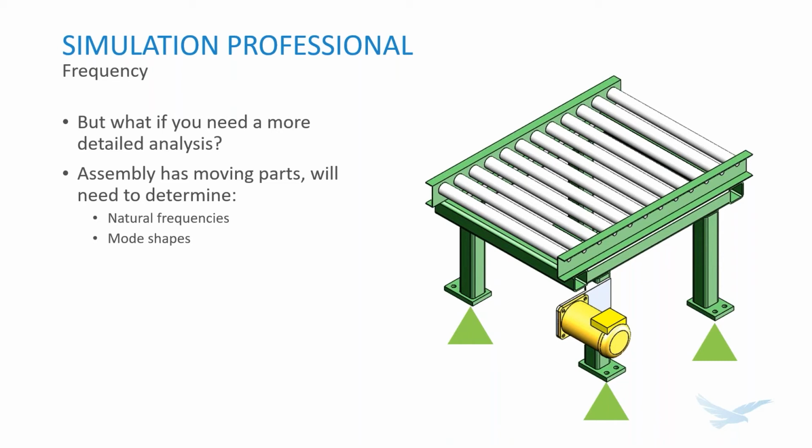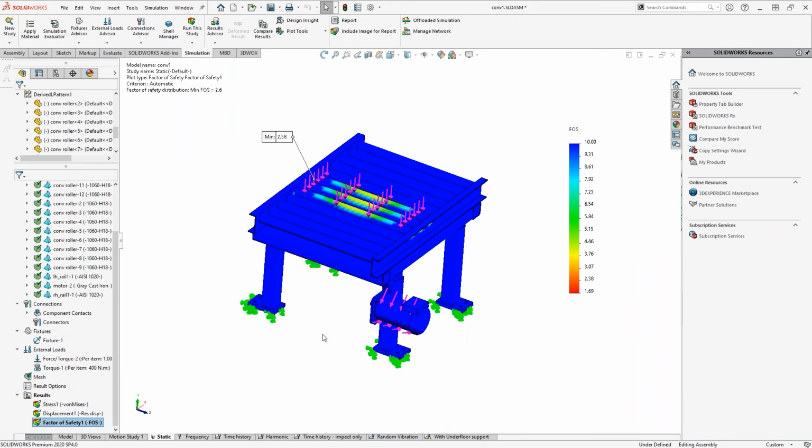It's got moving parts, especially cyclically moving parts, so it would probably be wise to investigate the natural frequencies of the structure and the associated mode shapes. And Simulation Professional, with its frequency analysis, allows you to do this. So we're going to go ahead and go back into SOLIDWORKS here to see what that looks like.